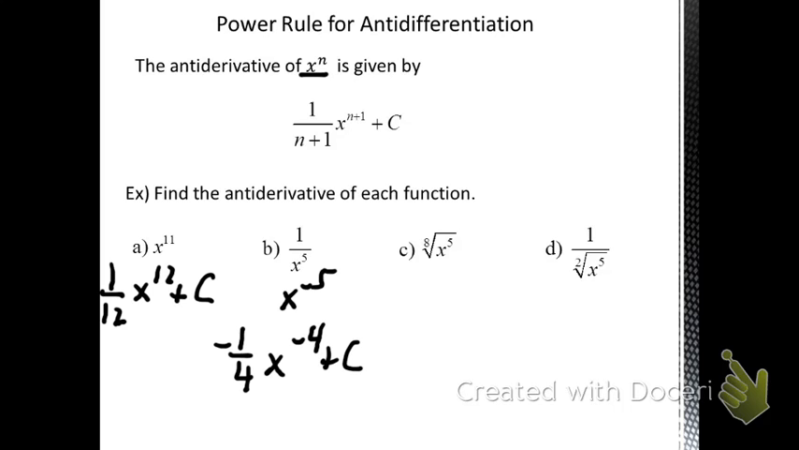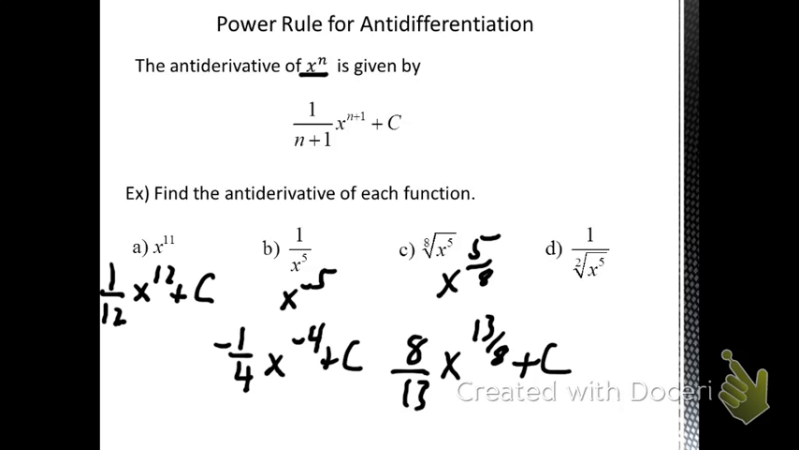I can write the eighth root of x to the fifth as x to the 5/8 power. And then for the antiderivative, increase 5/8 by 1, and you get 13/8. The reciprocal of 13/8 is 8/13, that's what our coefficient would become. And then you put your plus c at the end. Go ahead and find the antiderivative of part D for me, please. And let's see how you did.